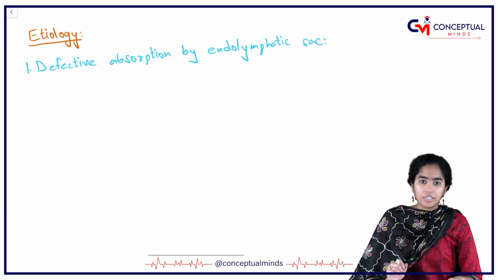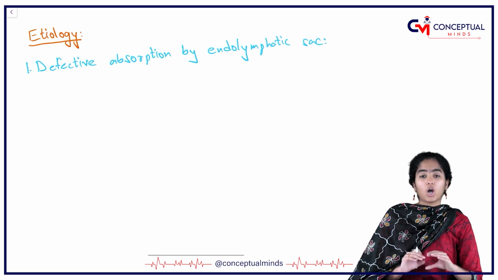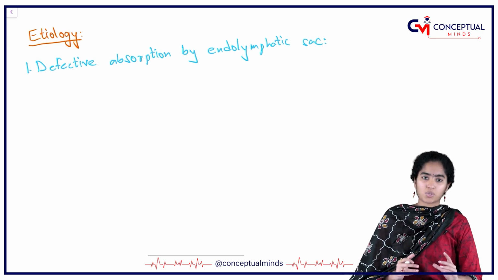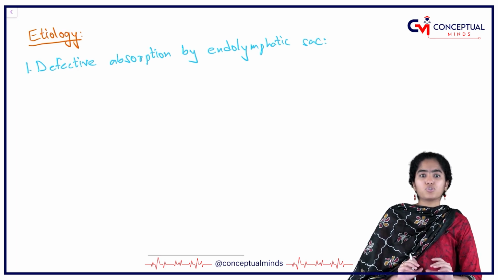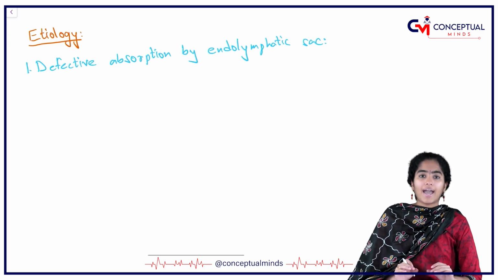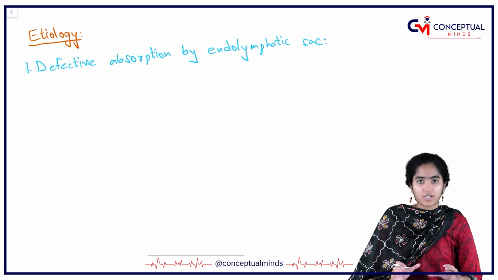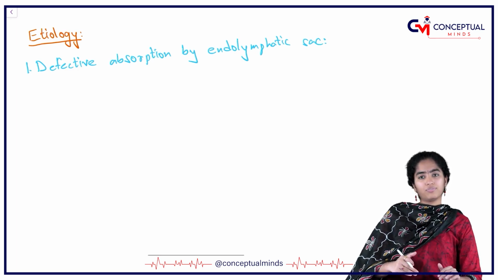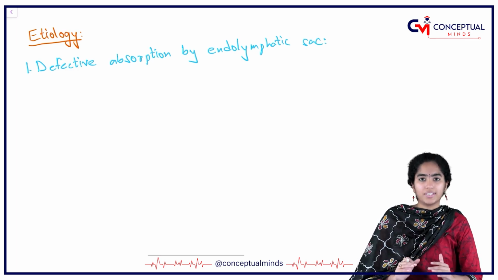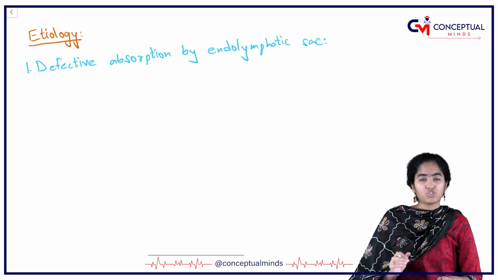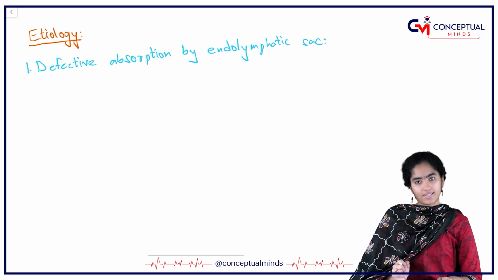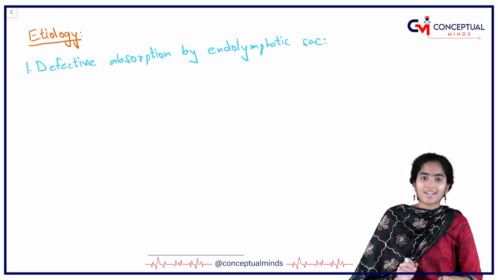Now, as I have told you earlier, the cochlear duct keeps on expanding, keeps on distending, and finally it leads to rupture of Reisner's membrane. And when Reisner's membrane ruptures, the endolymph and the perilymph get mixed with each other, and this is the cause of vertigo that is usually observed in Meniere's disease. So this is about the defective absorption by the endolymphatic sac.